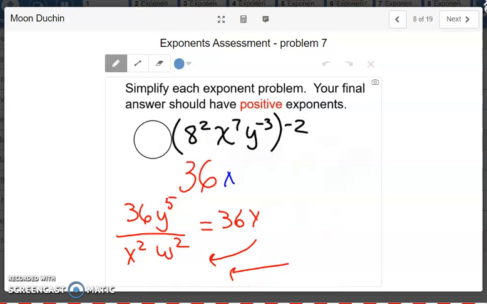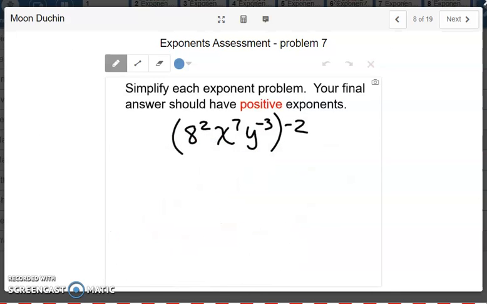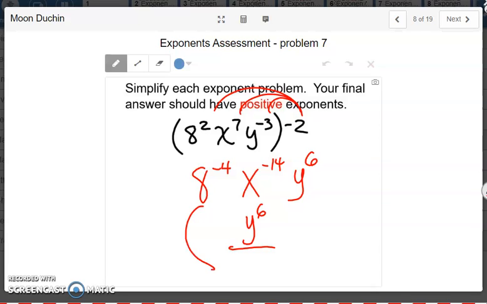Problem 7 is the power of a power, which means we're going to be multiplying by the exponent -2. So for the 8, it's 2 times -2, which is -4. For the x, it's 7 times -2, which is -14. And for the y, it's -3 times -2, which is a +6. The y will stay in the numerator because the exponent is positive. The 8 and the x both go to the denominator because the exponents are negative.